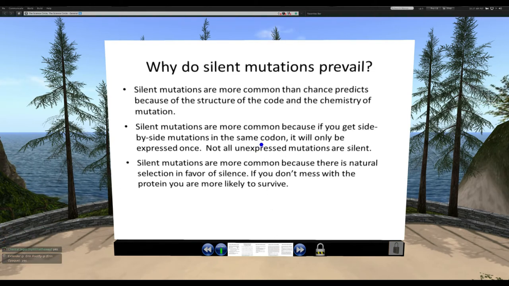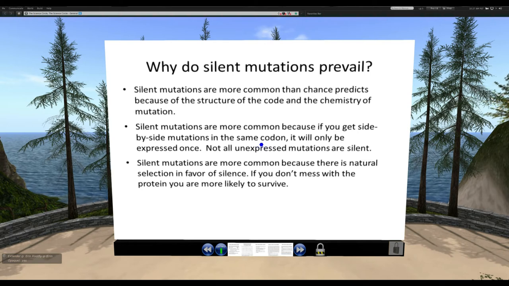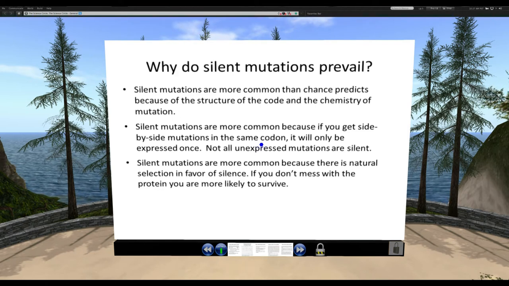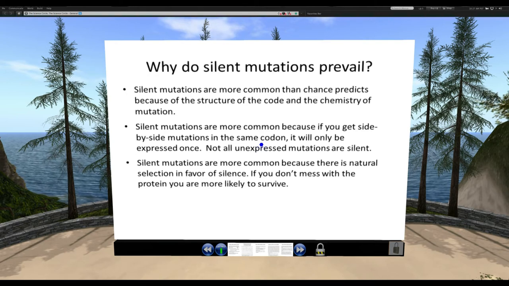Another possibility is that if you get side-by-side mutations in the same codon, it's only going to be expressed once. So not all mutations that are unexpressed are really silent mutations, because if you have two mutations in the same codon, you are going to have a different amino acid.